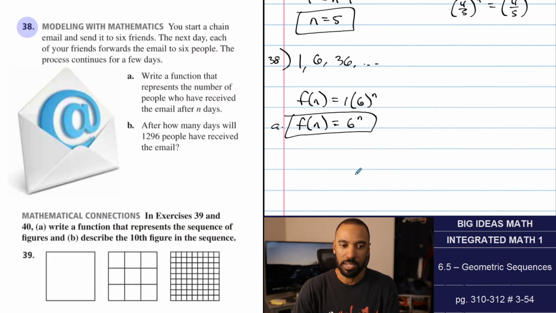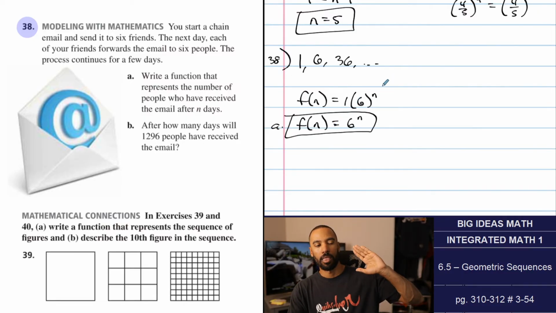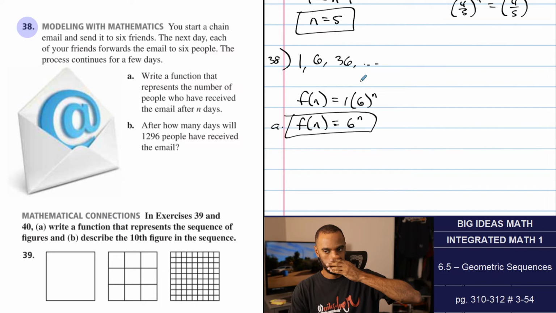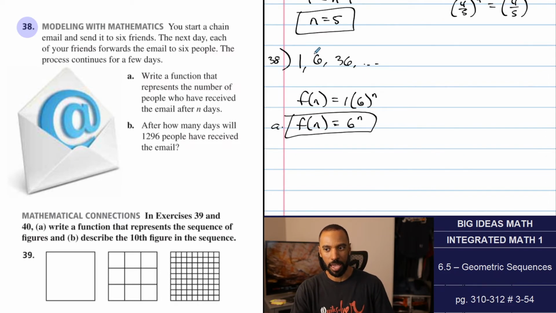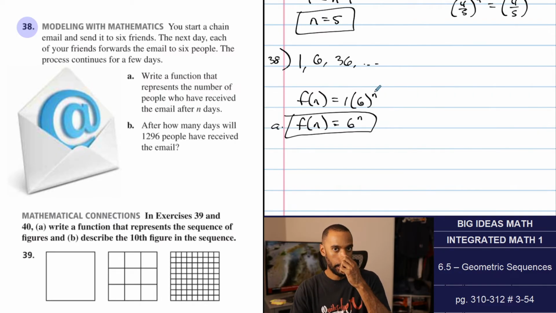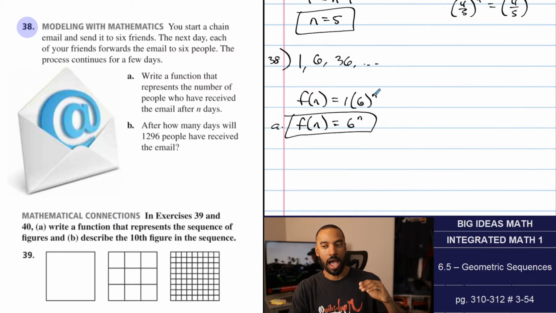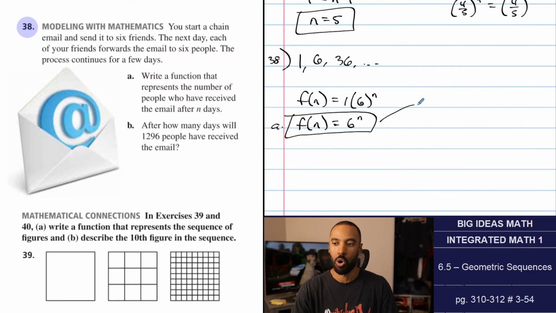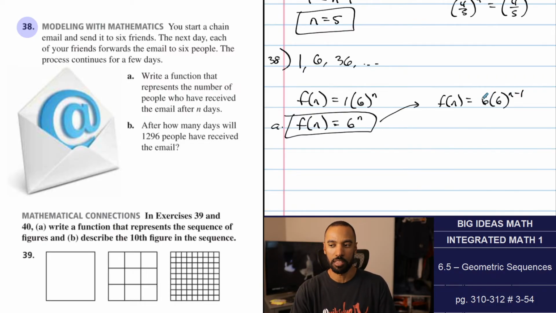Part B says, after how many days will 1,296 people have received the email? So I'm the first day, but am I really... See, I said 6 to the n power instead of 6 to the n minus 1 power. I'm day 0. So day 1 is still the 6 people. I didn't write to the n minus 1. So you could have done this, or you could have done f of n equals 6 times 6 to the n minus 1. That's up to you. This could be the first day of email sending. If you prefer that, that's up to you.